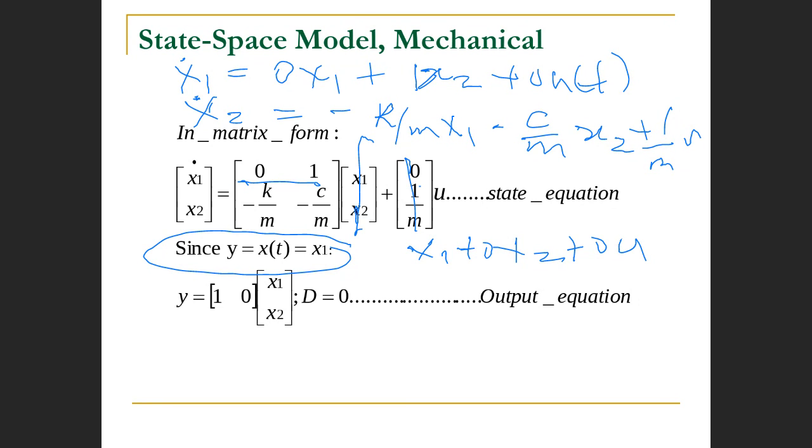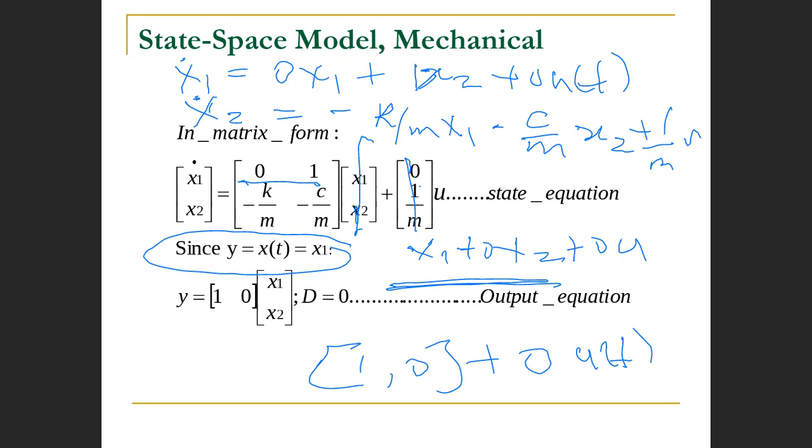In terms of a matrix format, y would be equal to 1 comma 0, to represent what is happening here, multiplied by the state vector x, plus 0 u of t. So this is our output equation. Do you appreciate the derivation of the output equation? Is it clear enough? Yes, sir. Okay, I hope so.